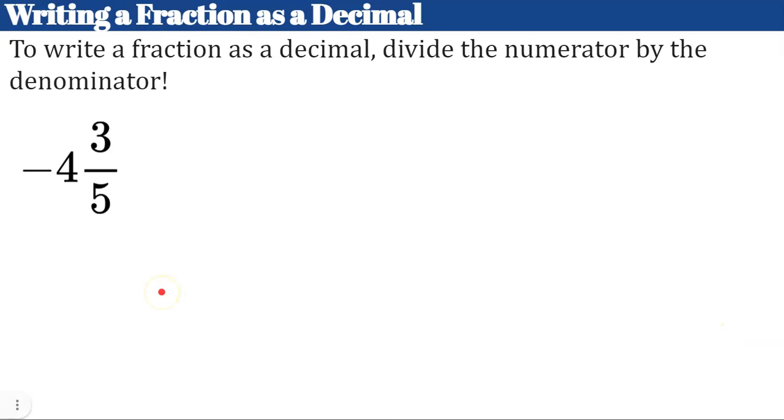Now let's talk about writing a fraction as a decimal. To write a fraction as a decimal, we're going to divide the numerator by the denominator. So I have negative 4 and 3/5 here, but I'm going to make myself a little note. This is going to be equal to negative 4 point something.